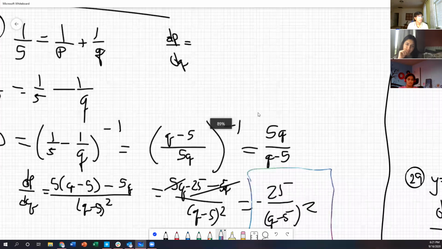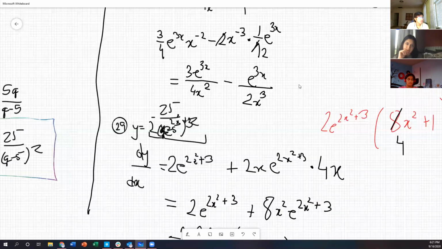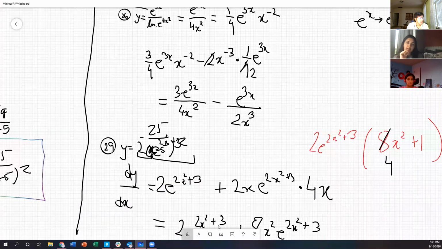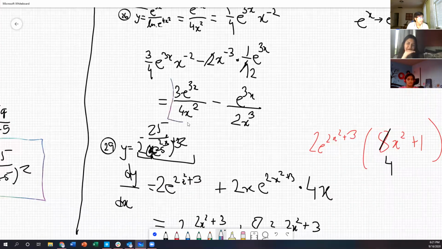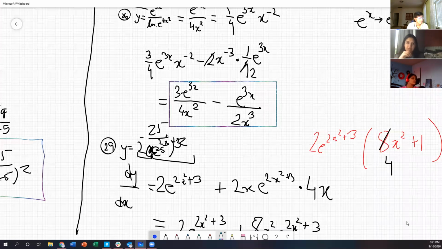All right, anything else? Can we work on derivatives of inverse functions? I'm still struggling with that. Any questions, maybe some of the inverse functions? Yeah, I'm still struggling with that.